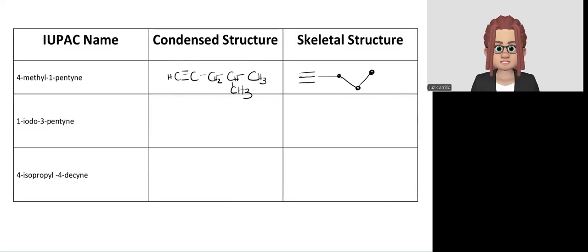And then for this molecule specifically, on carbon number 4, we have a methyl group. So I just draw a line, and that's my methyl group. So that is the correct skeletal structural formula for 4-methyl-1-pentyne.